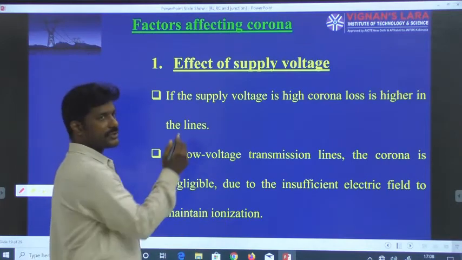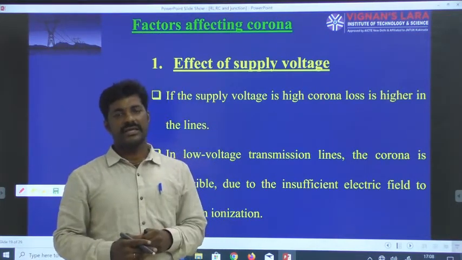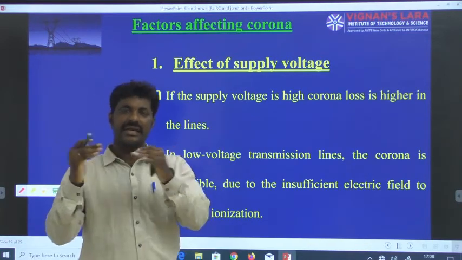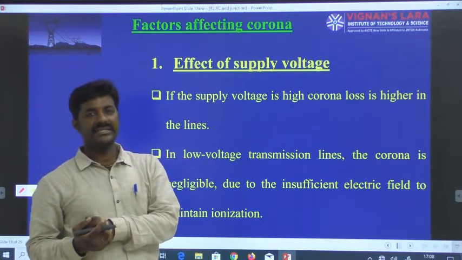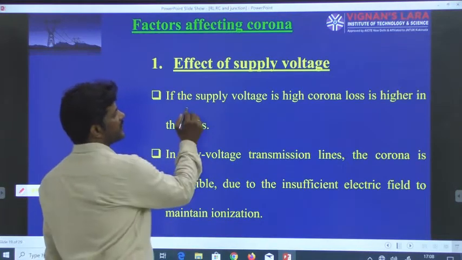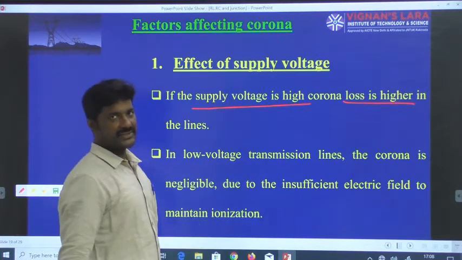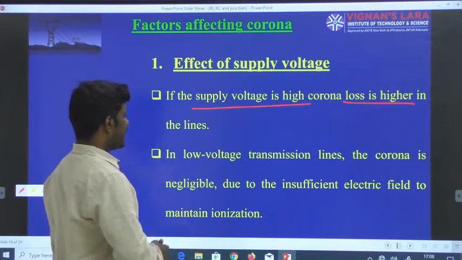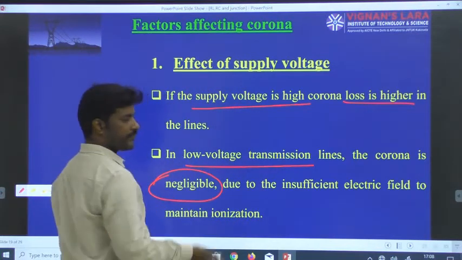As I told you, the operation of the entire corona depends upon the voltage only. If the voltage is increasing, then obviously the appearance of the corona also increases, meaning directly proportional. So if the supply voltage is high, corona loss is high in the lines. Then in low voltage transmission lines, the corona is negligible.